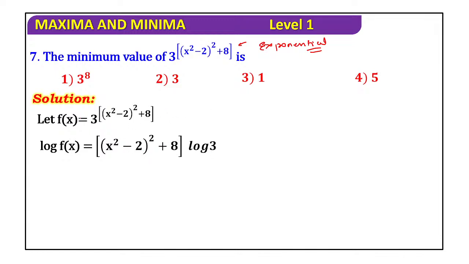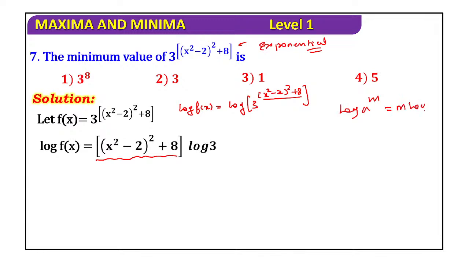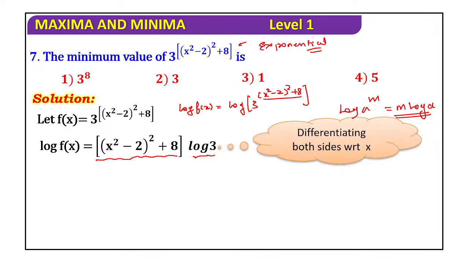If I apply log on both sides, it will be log of f of x equal to log of 3 to the power of (x square minus 2) whole square plus 8. By using log properties, log a to the power of m is nothing but m log a. So m value is (x square minus 2) whole square plus 8, into log 3. Now you have log on both sides, you can differentiate it.